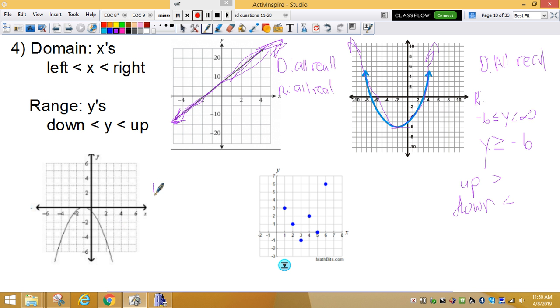So let's do this one. Domain, we're going to pretend there are arrows here. So it's going to go left forever, it's going to go right forever. So your domain, again, is all reals.